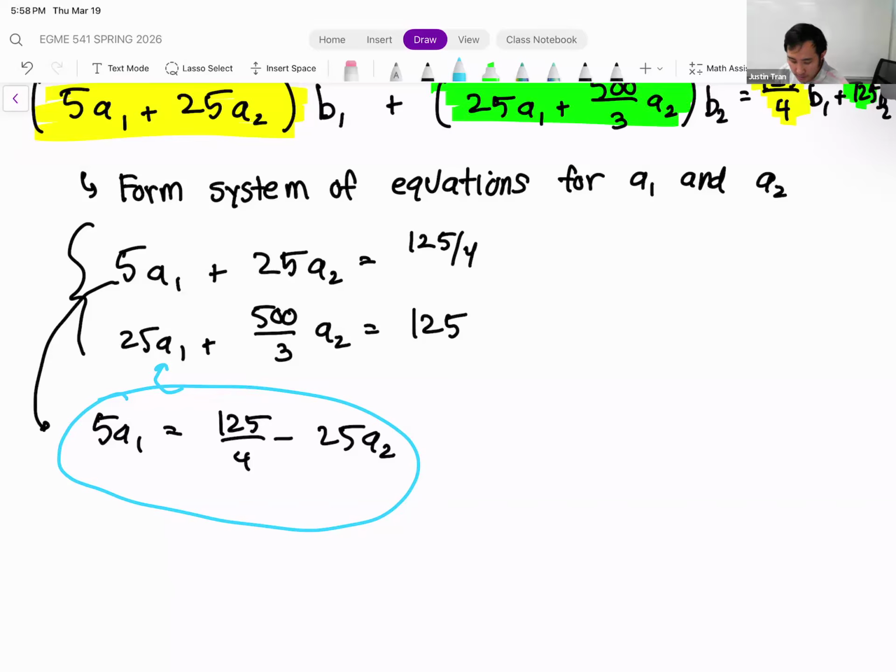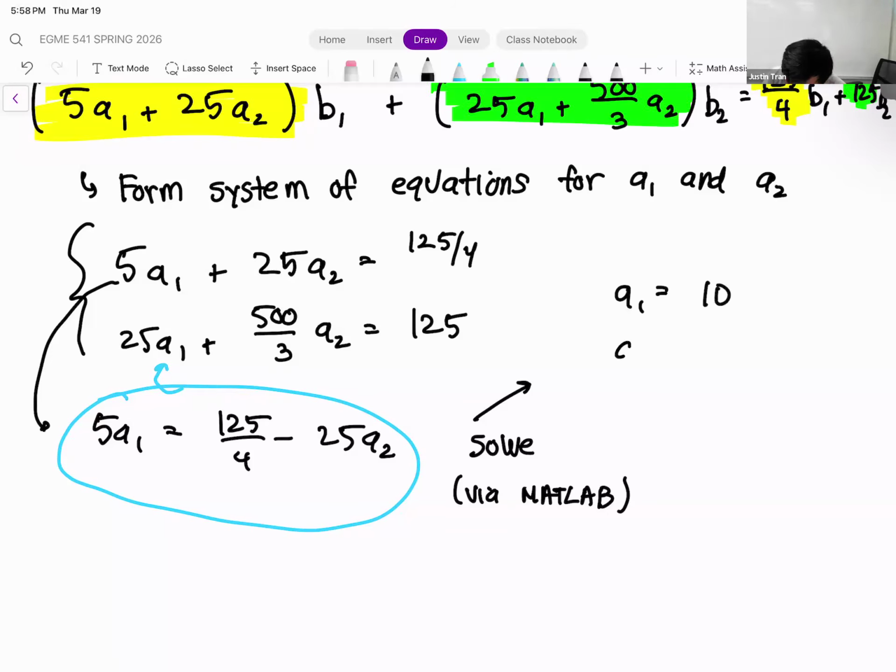For a 2x2 system like this, you don't really have to do anything special. But if you're lazy like me, you can also just punch this into MATLAB. If we solve this via MATLAB, we get our two answers: A1 is equal to 10 and A2 is equal to minus 0.75.